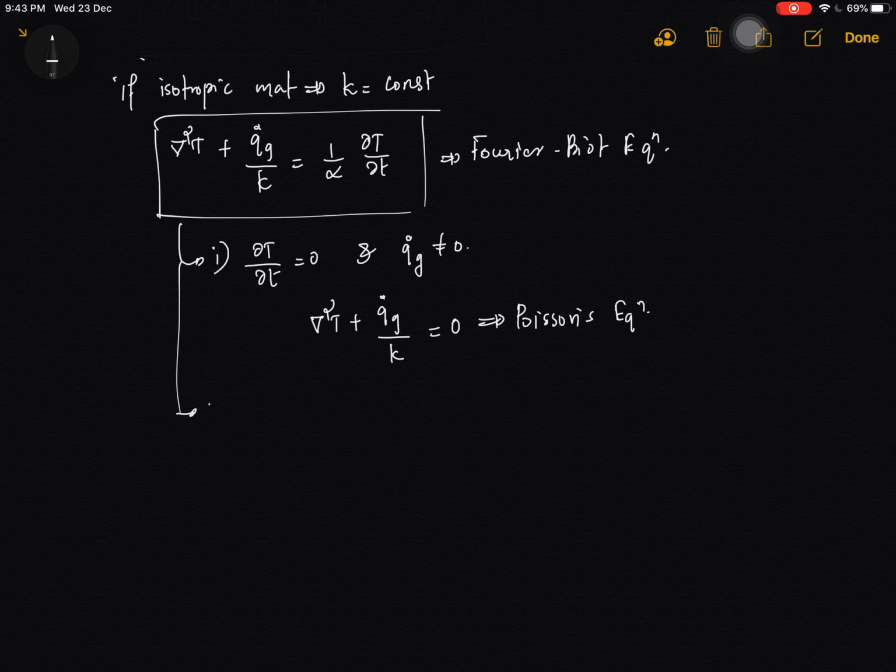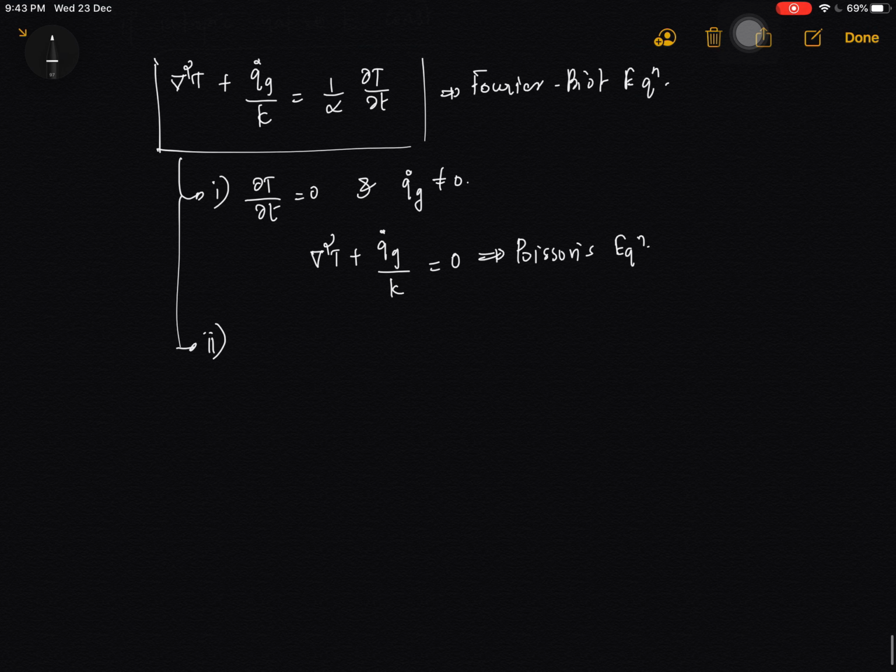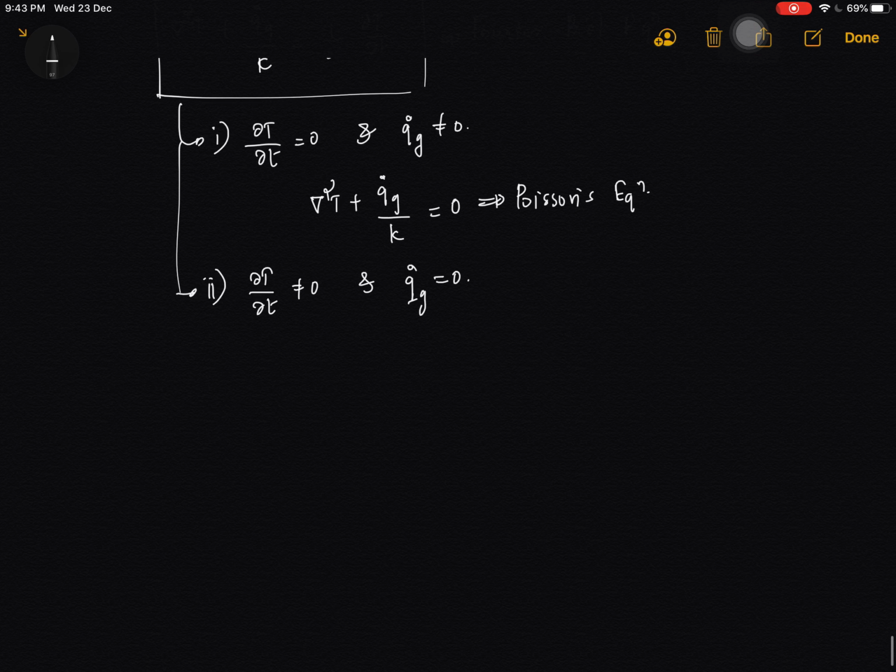Okay, and the second special case is for unsteady state heat conduction, that is dot T by dot t not equal to 0, and with no heat generation, that is Q dot G equal to 0. We can express the Fourier-Biot equation as del square T equal to 1 by alpha dot T by dot t, and this equation is called the diffusion equation.